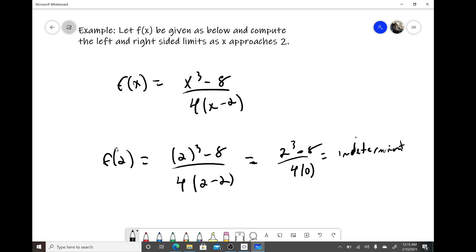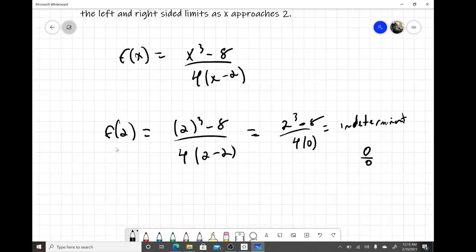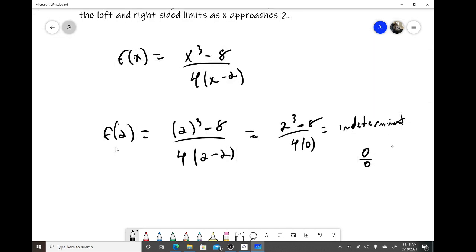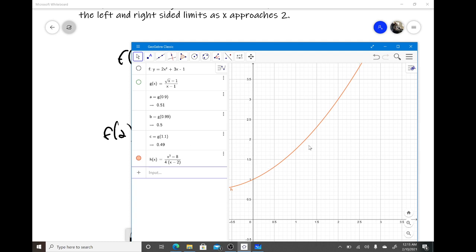And we get indeterminate form when we get something like 0 over 0. We call this indeterminate. For the purpose of this class, we could also call it undefined. But if you want to be proper, we're going to call it indeterminate. Okay, so for 2, we're actually not defining this function, so our graph from the algebra is misleading. It's not really correct.